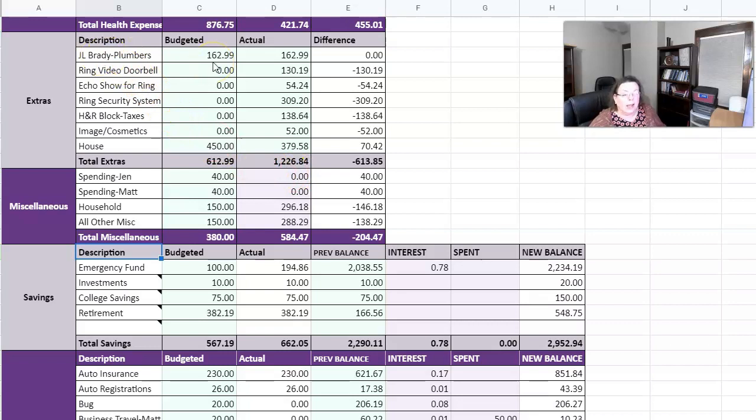First of all, we have this line with the plumbers. So $162 because our master bedroom toilet was leaking, so we had them come and look at it. And he replaced all of the inner parts of the tank and said it's still leaking.